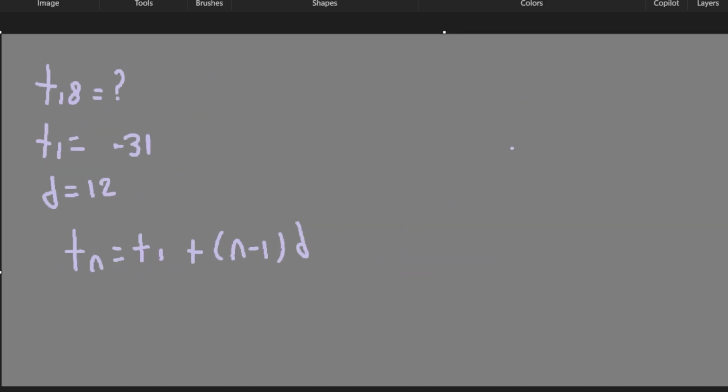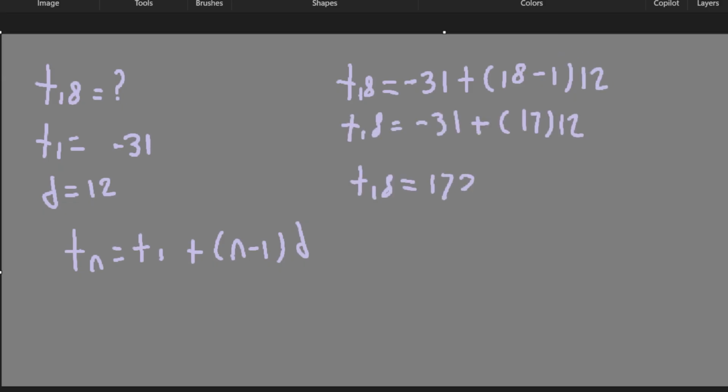So from the previous question, let's do the third problem. Term 18 is equal to the first term, negative 31, plus n, which is 18, minus 1, times the common difference, which is 12, giving 173.